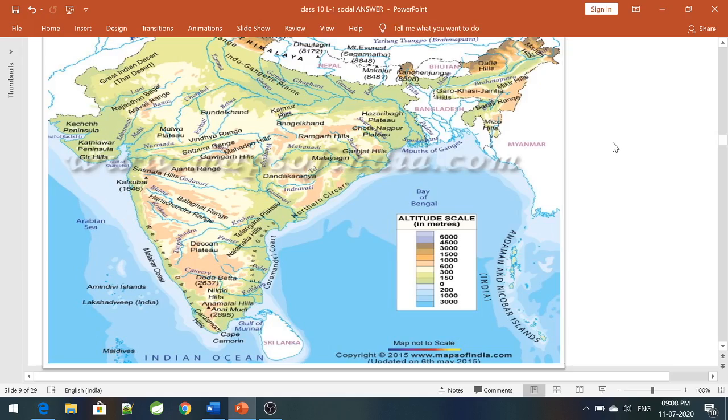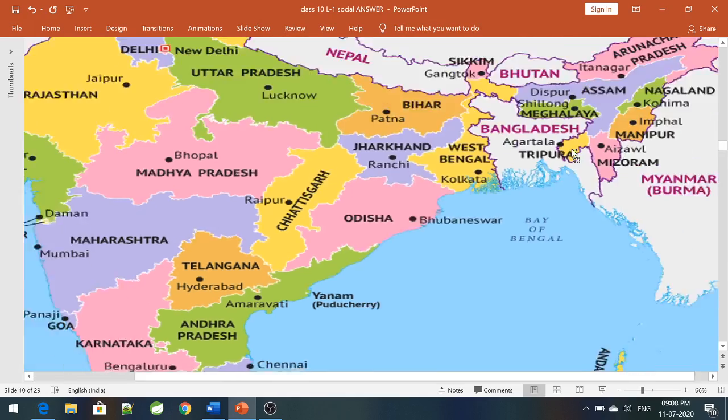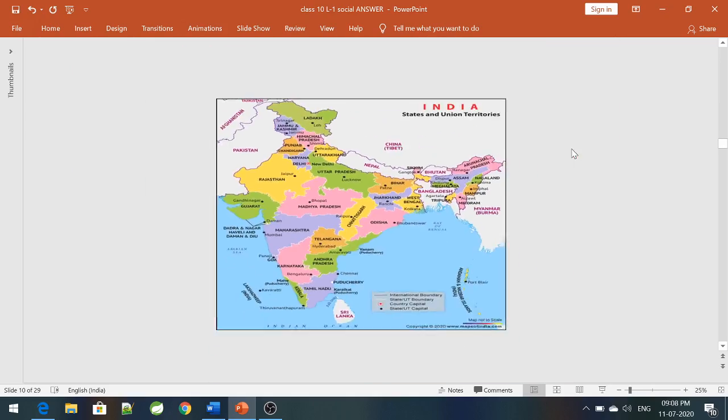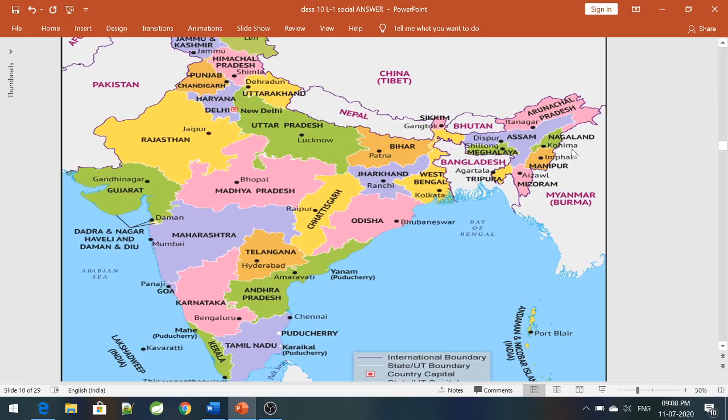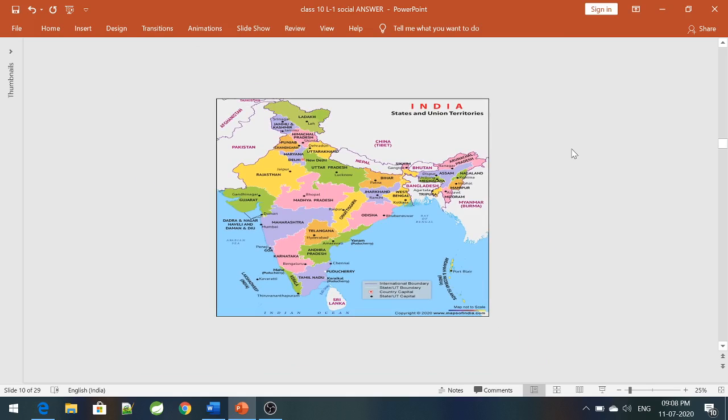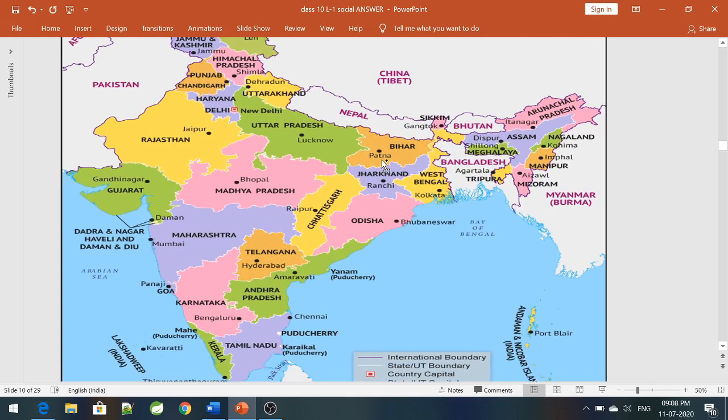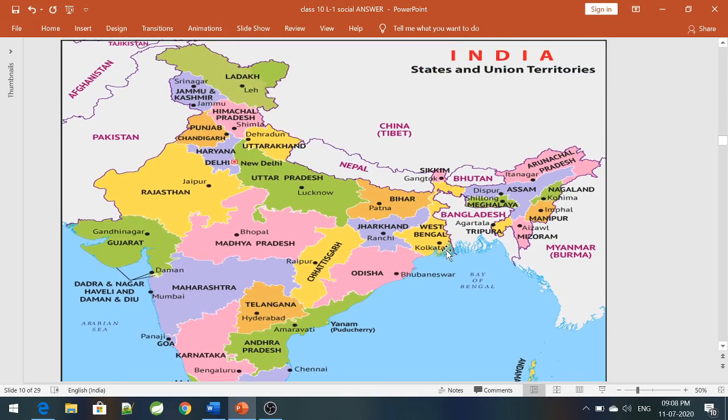Okay, let's go next. So these are the India map with all the states, its neighboring countries, and all the capitals of the states, everything. Daman and Diu. I have a union territories map, another map. I will show you that also.